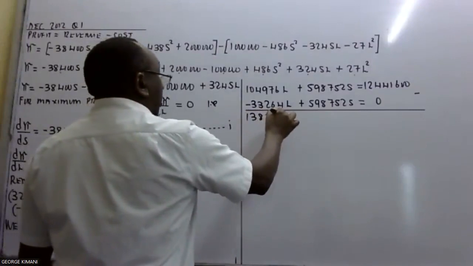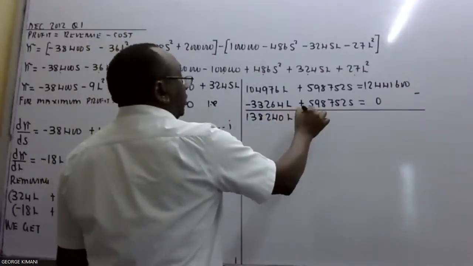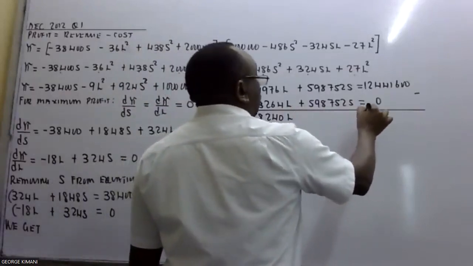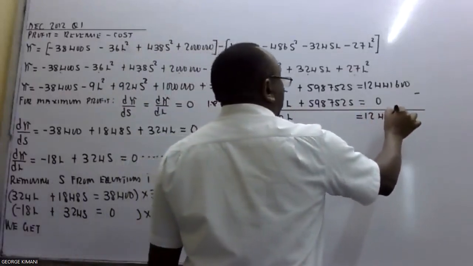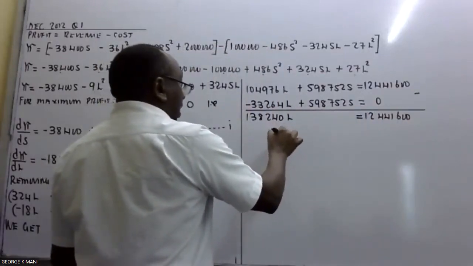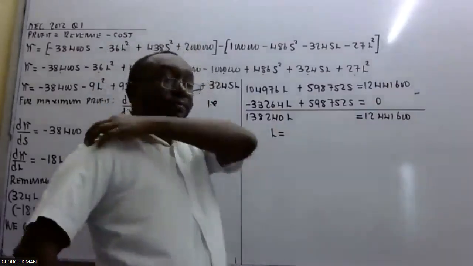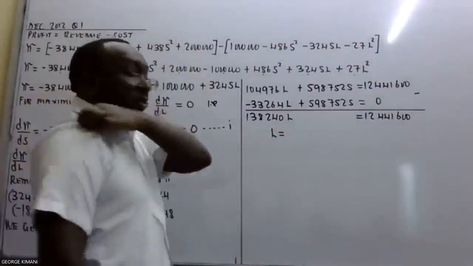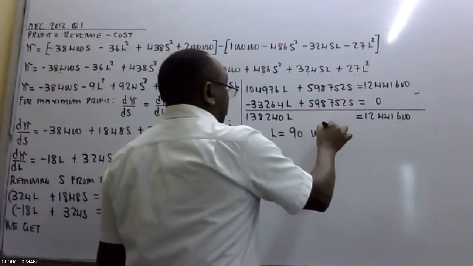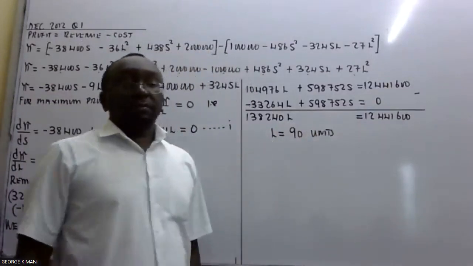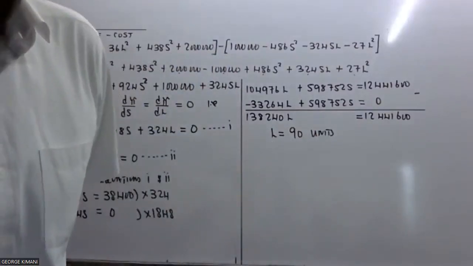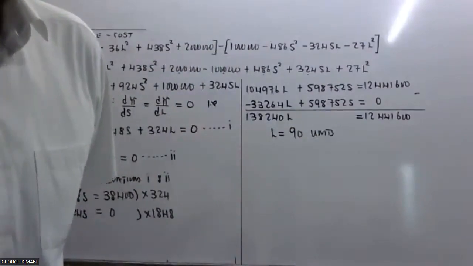138,240 L is equal to 12,441,600. So from there, divide and tell me L is what? It's 90. So L is 90 units.